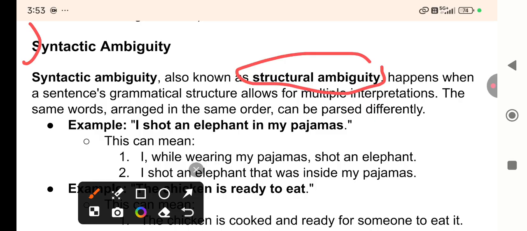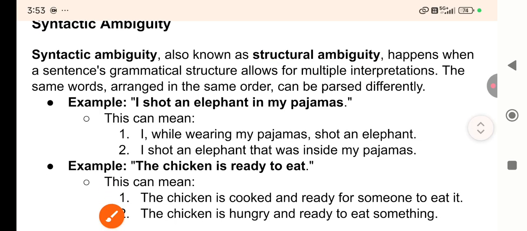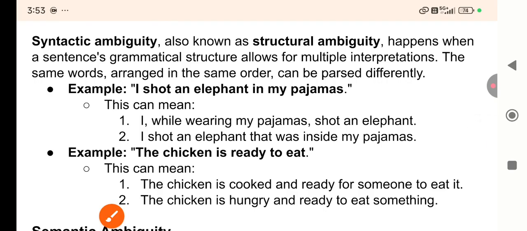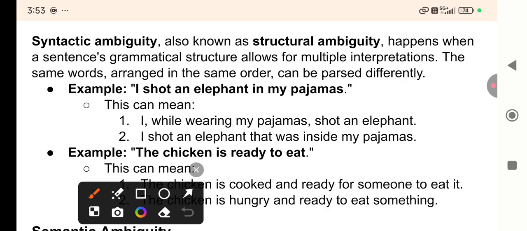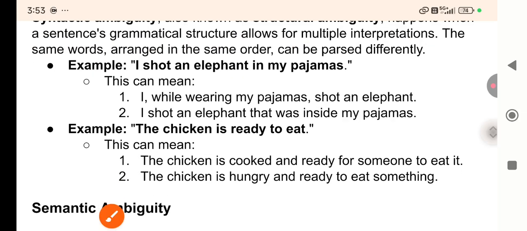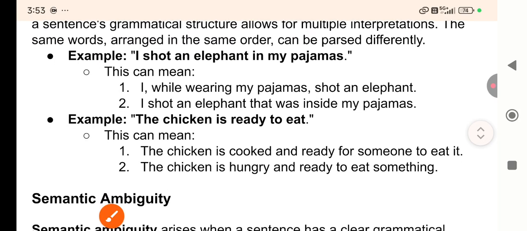Structural ambiguity happens when a sentence's grammatical structure allows for multiple interpretations, right? So if the grammatical structure is not proper, then there are chances of multiple interpretations. The same words arranged in the same order can be parsed differently. The same words but arranged in a different position, different place, so the meaning will change.